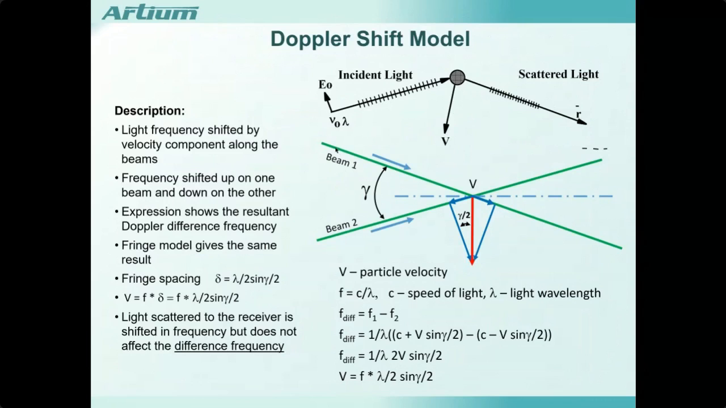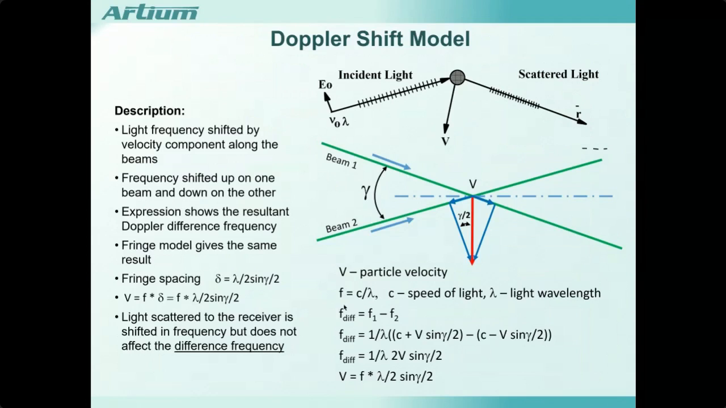So in this case, we have our two intersecting beams and a particle passing through the intersection. Due to that passage, there's a velocity component along beam 1 in the direction of propagation, and an equal and opposite velocity component along beam 2, opposed to the light propagation direction.